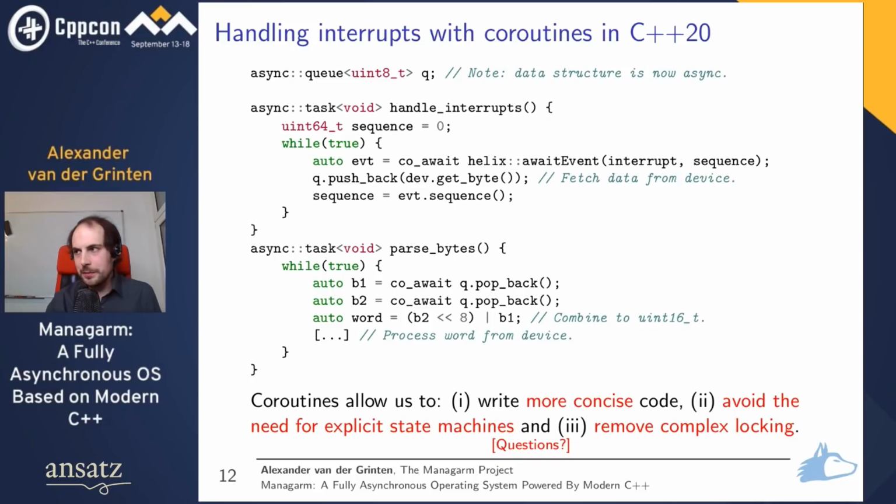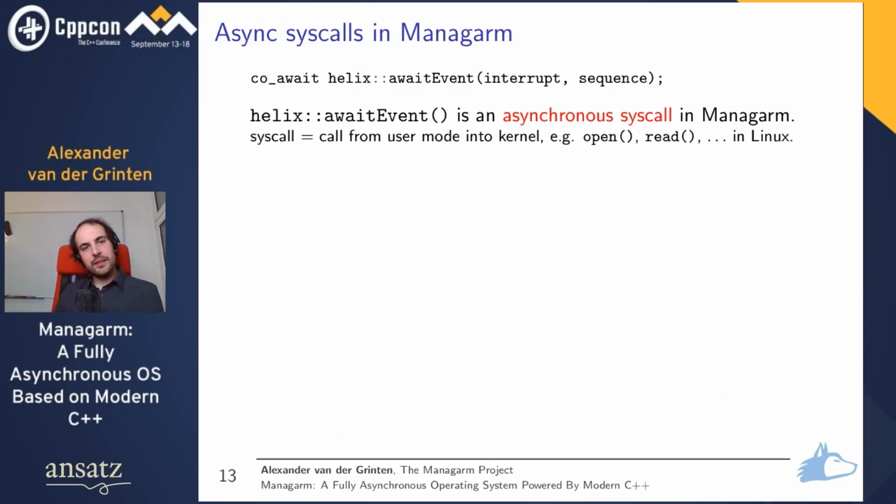Good, let's continue. And what I'm going to do in the remainder of the talk is look at how these async syscalls actually work. So I said that we have this line, helix await event, and it takes an interrupt and a sequence number, so basically a number of an interrupt that we're looking for, and it waits until the interrupt happens in an asynchronous way. And that's, in Managarm, an asynchronous syscall.